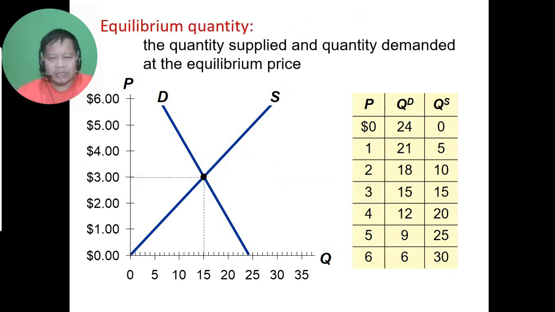Okay. So at equilibrium quantity, which is 15, no? The equilibrium quantity is the quantity supplied and quantity demanded at the equilibrium price. Okay, the equilibrium price, 3.